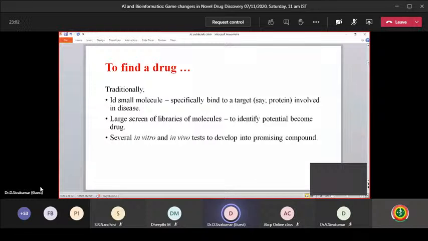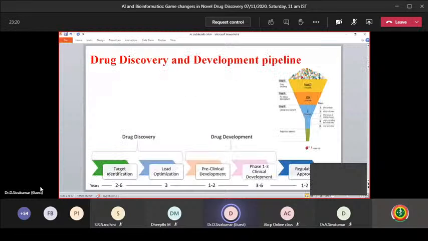And there are several in vitro tests like biochemical and immunohistochemistry and so many tests we need to do. And also we need to do a lot of in vivo tests, also cell lines and animal studies, and we have to do the preclinical trials and clinical trials to become a compound. There are so many stages, right? So this is how it traditionally works.